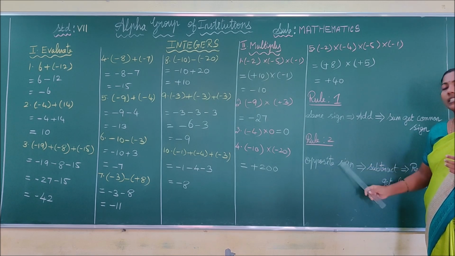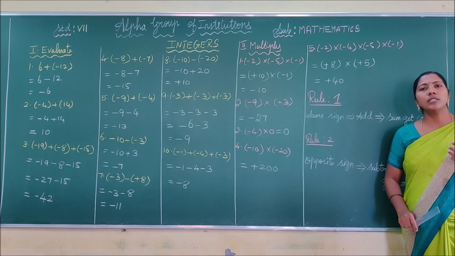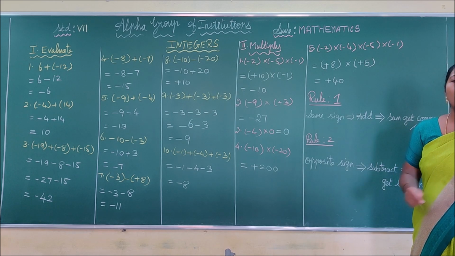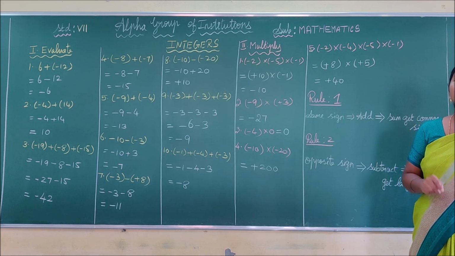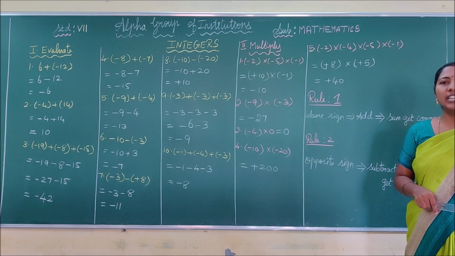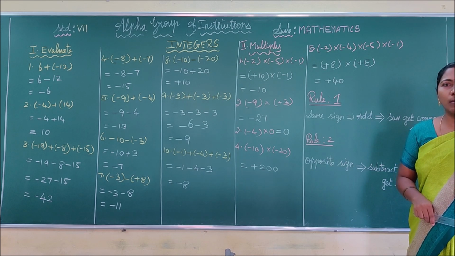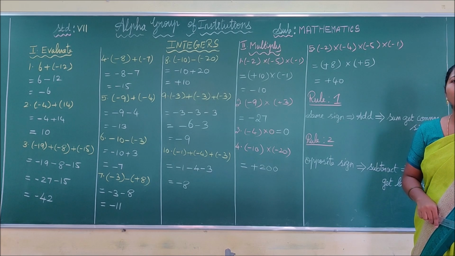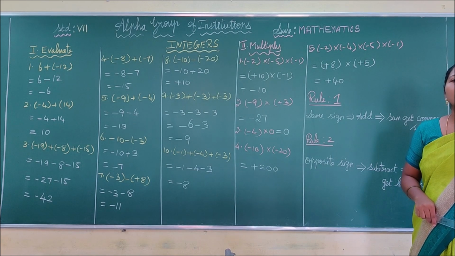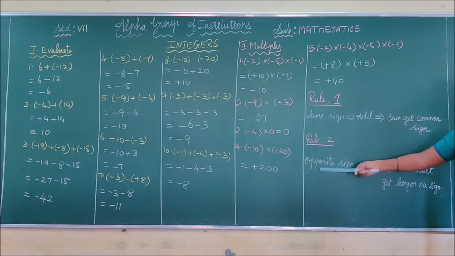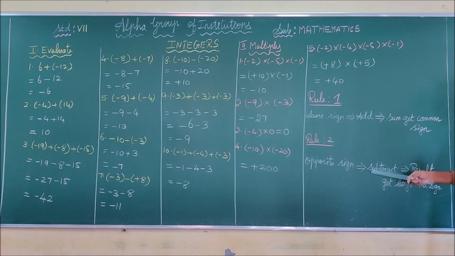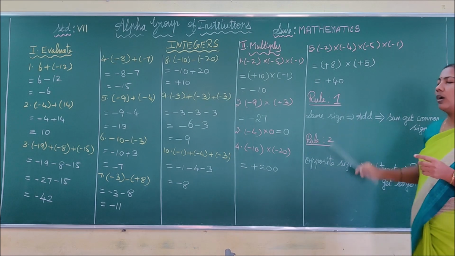If the given integers have opposite signs, meaning one integer is plus and the other integer is minus, in that case you have to find the difference. How do you find the difference? You have to subtract the smaller number from the bigger number, and the result takes the larger number's sign. That's why I am writing like this: opposite sign means you have to subtract, and the result takes the larger number's sign. Is it clear, children? Thus rule 1 and rule 2.